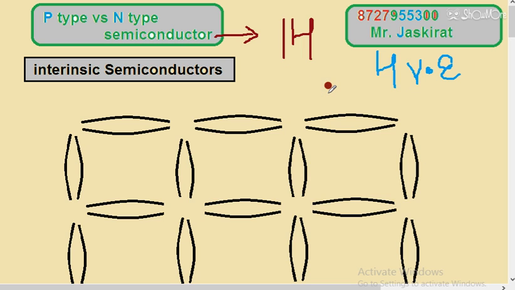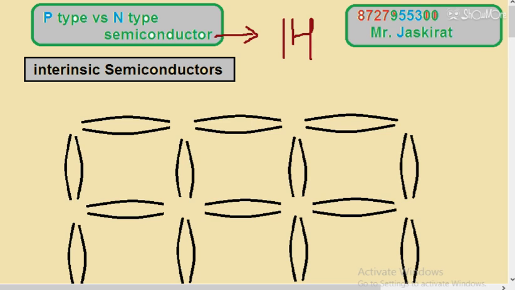These are the examples of semiconductors. Sometimes CBSE asks the question: how many valence electrons are present in semiconductors? So how many valence electrons? 4 valence electrons are present in semiconductors.